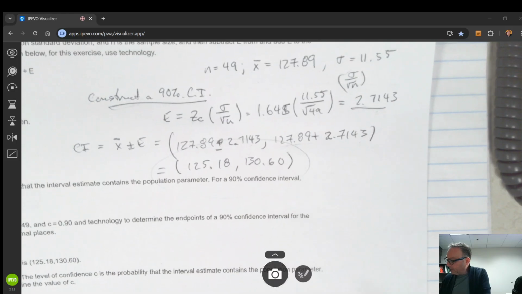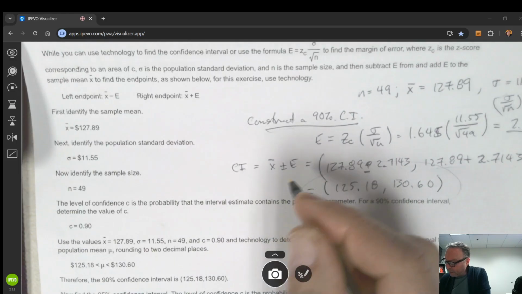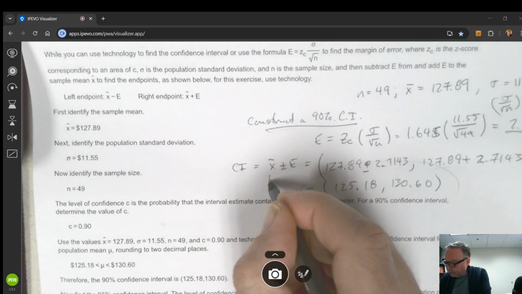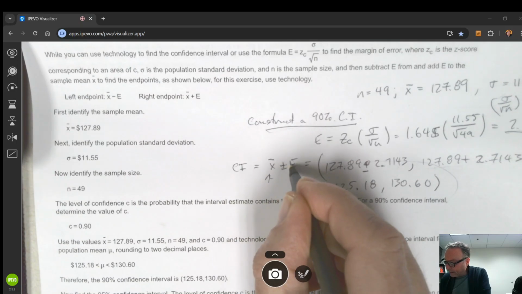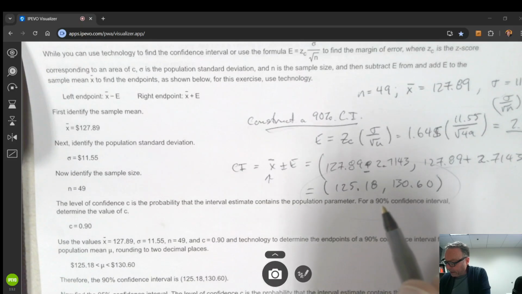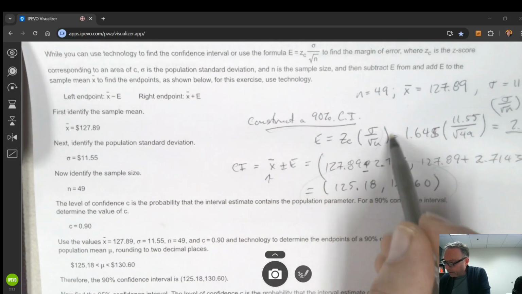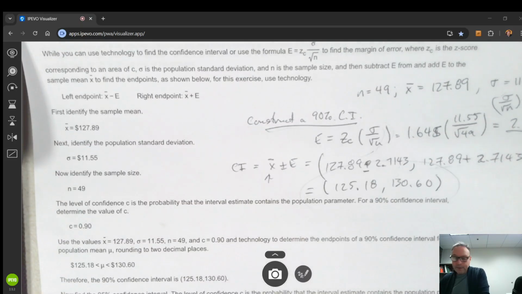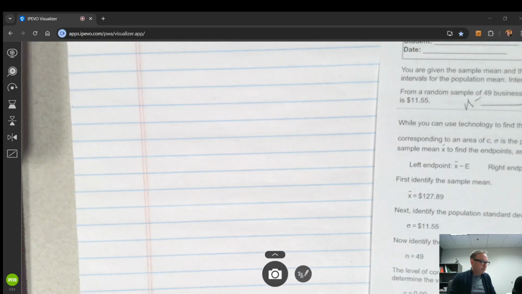I hope that wasn't too confusing. This is where you're going to get the interval. You take your sample mean and you add and subtract your margin of error, and you find your margin of error with that equation. So I hope that did it for you. I hope this recorded, I'd hate to go through that again, but that's the heart of the confidence interval right there. If you understand that, you're going to have no problem with chapter 6.